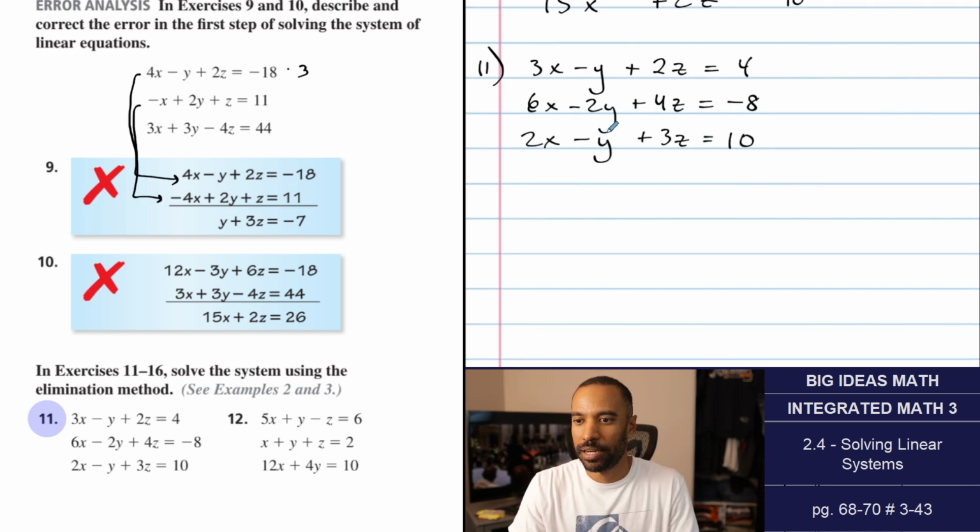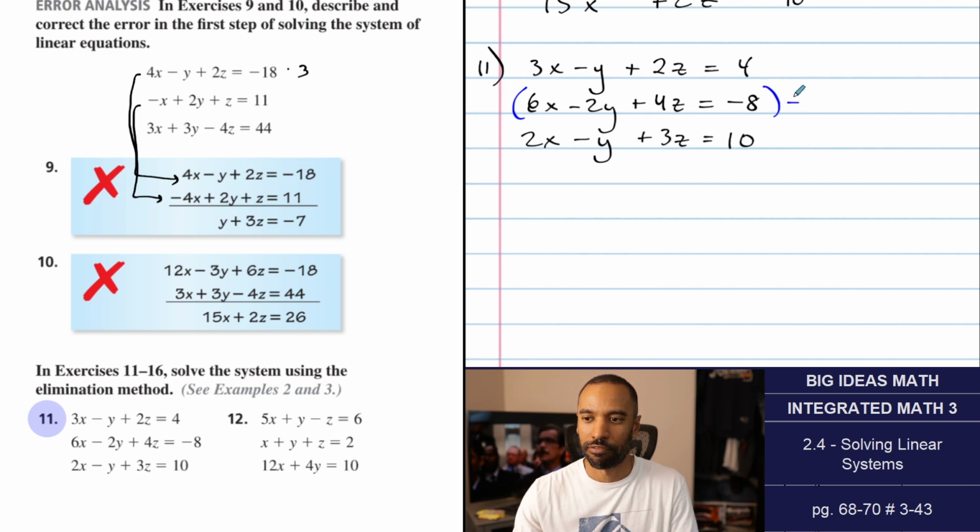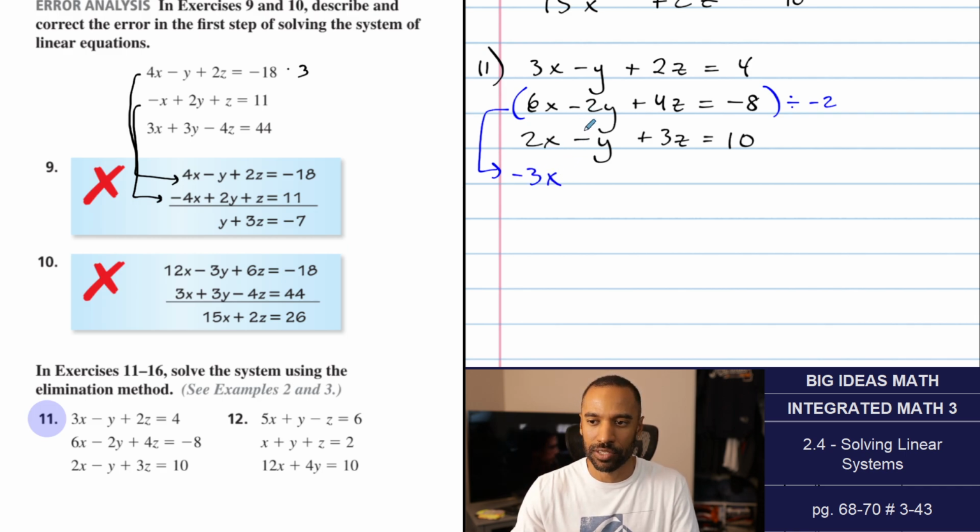All right, what do you want to eliminate? I'm looking at y's. Now, if I take y's, see, here's what I want to do. Let's take the middle equation and divide by -2. All these are even. If I do that once, I only have one equation to do that with, and then I can do the top equation with it and the bottom equation with it, and I can eliminate. So I get -3x plus y minus 2z equals 4.